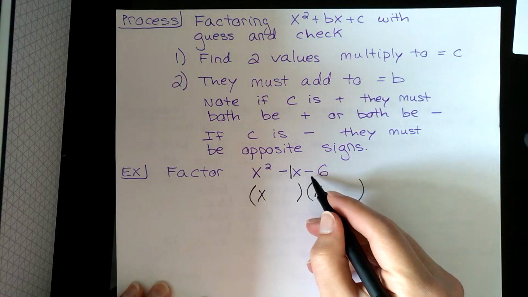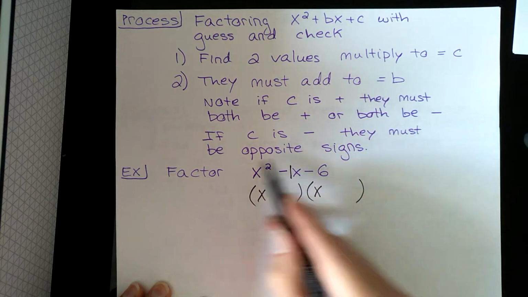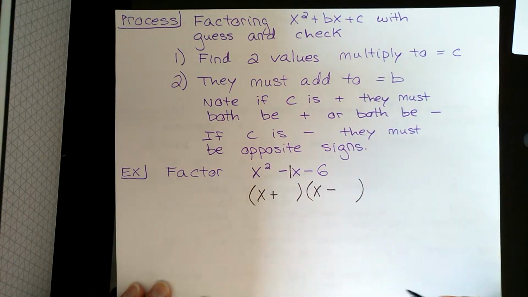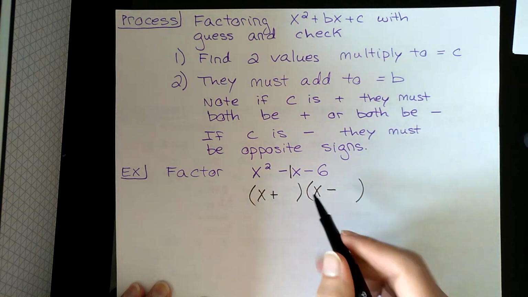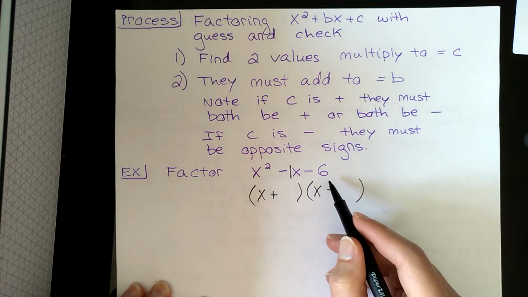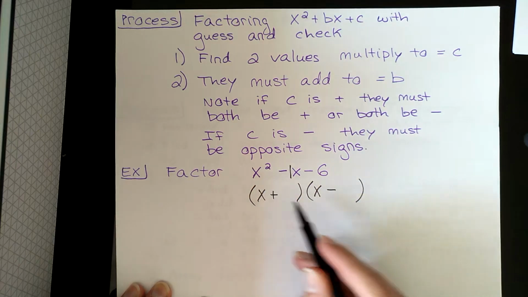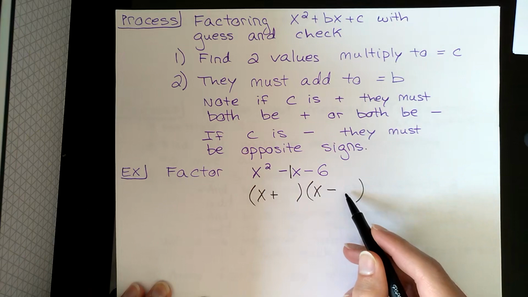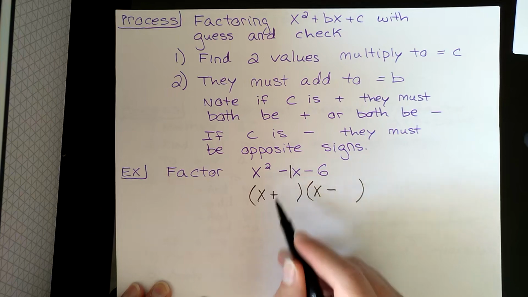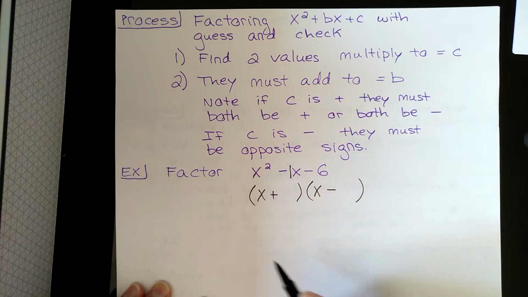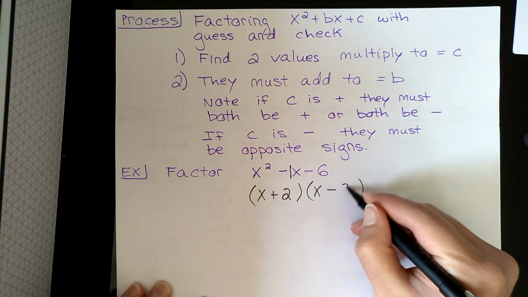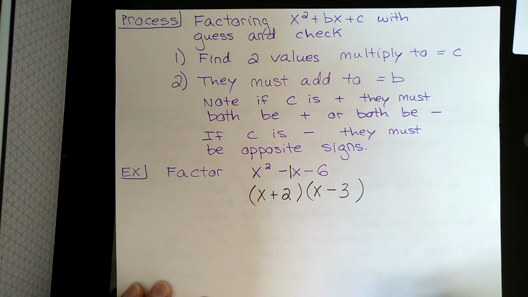Because this is a negative 6, we know that they have to be opposite signs. So one has to be positive, one has to be negative. So think for a quick moment. Can you think of two numbers that multiply to give you 6, where one of them is positive, one of them is negative, and when you add those two values together, you get a negative 1? So hopefully the values you came up with were 2 and negative 3.